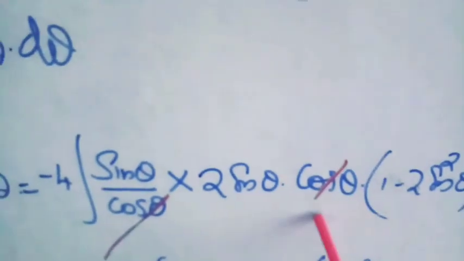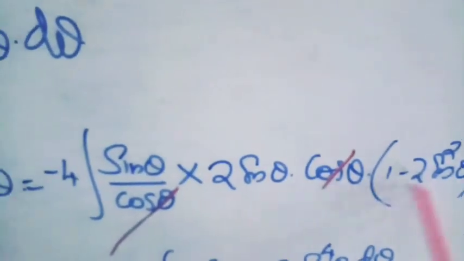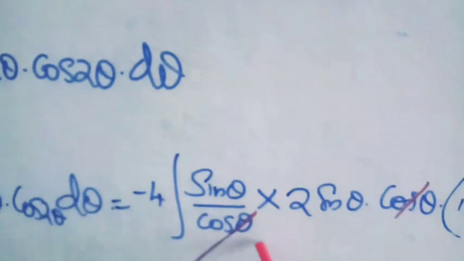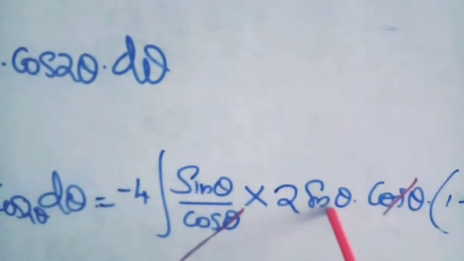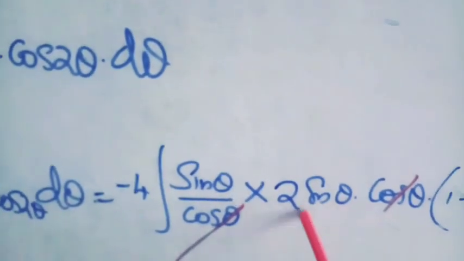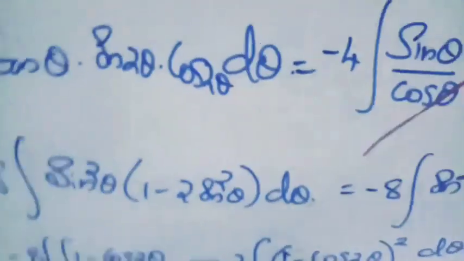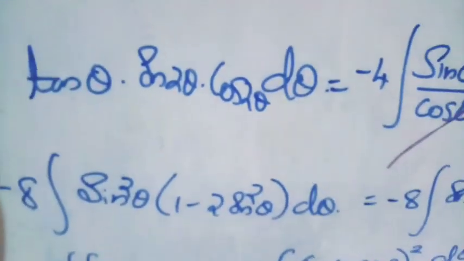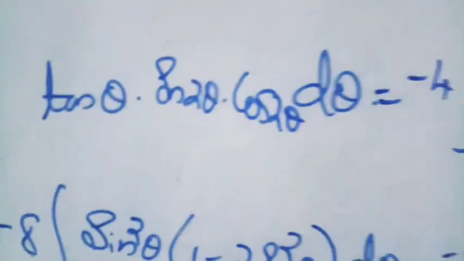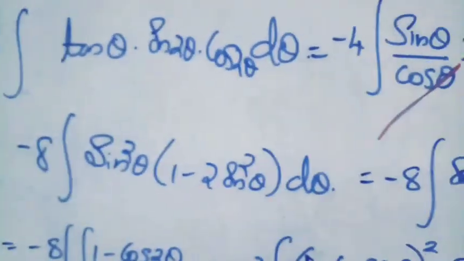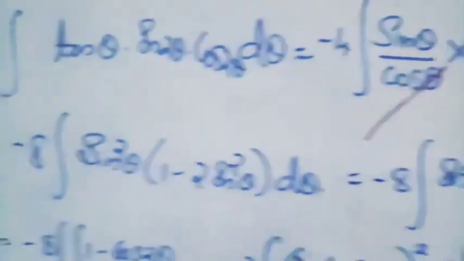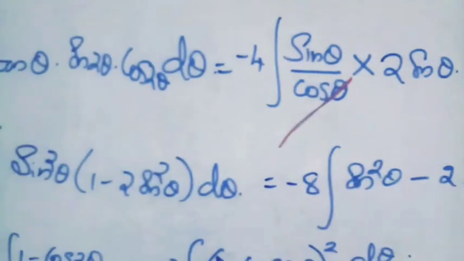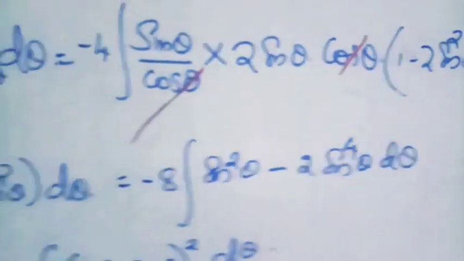I tried to convert it into a single variable. Then one cos cancels, and inside the tan we have sin by cos, and again 2 sin is there and take 2 outside, it will be minus 8 sin square theta into 1 minus sin square theta. Now minus 8 outside, sin square theta minus 2 sin raised to 4 theta d theta.